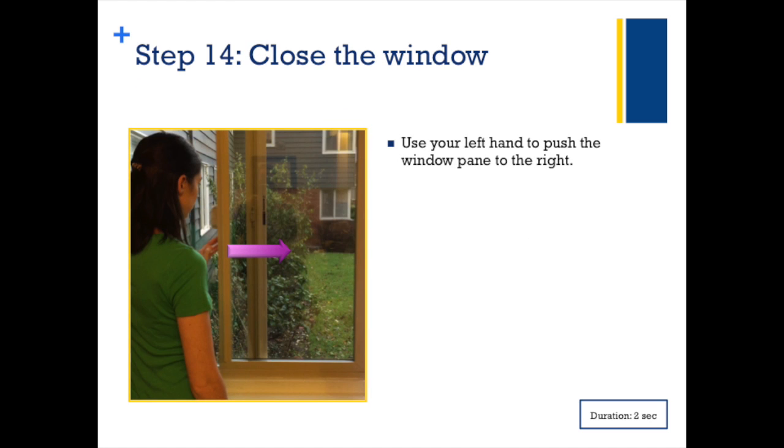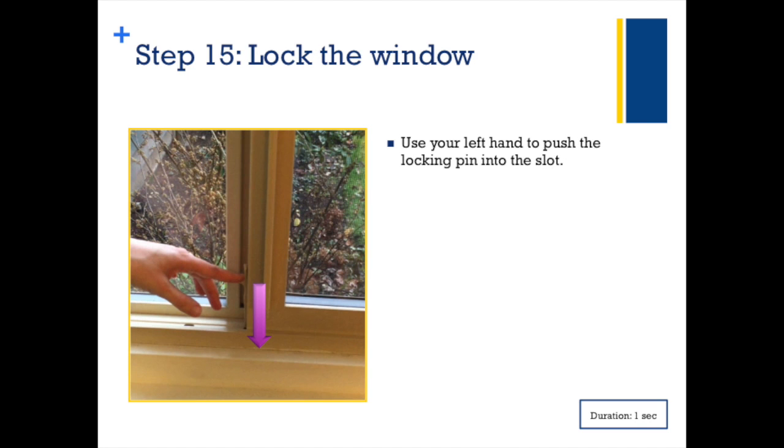Now that the window pane is aligned in both the top and bottom tracks, we can close the window. Use your left hand to push the window pane to the right. The last step in this process is to lock the window. Using your left hand, push the locking pin into the slot located on the bottom track.